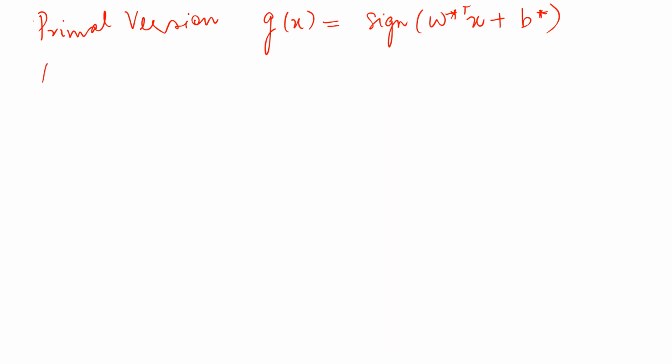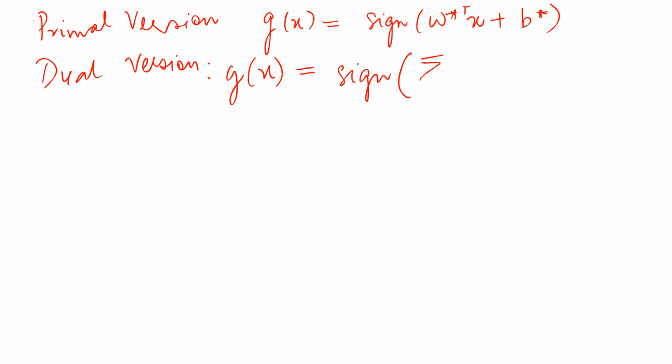So let's look at the dual version first. What was g of x? Well, g of x is again the sign of w star x plus b star, but there's another way of getting to that. In the dual version, g of x equals the sign of w star, where w star has been calculated using alphas. So the sign of the sum over n from 1 up to N of alpha n star yn xn transpose x. This part here was nothing but the w star. Of course, plus b star should also be there.